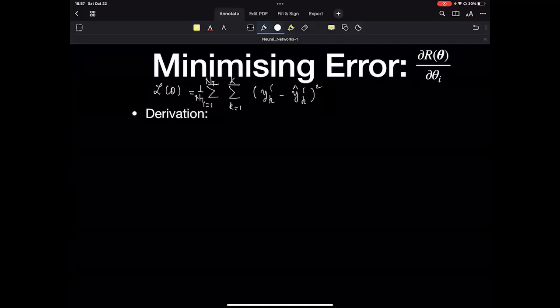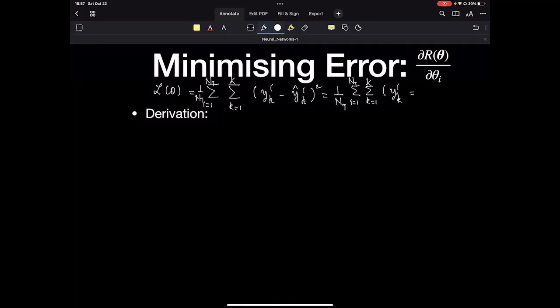Okay, so this is our loss function, which is our mean squared error. Now I'm going to write this in terms of our y hat. I'm going to expand my y hat. That's what I mean. This is the ground truth label, so I don't have any control over that.